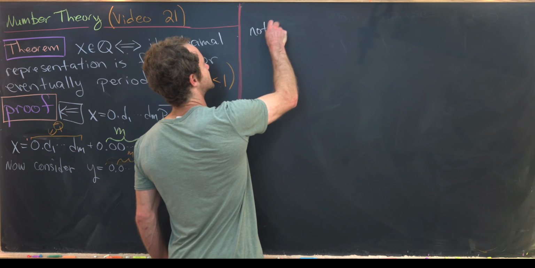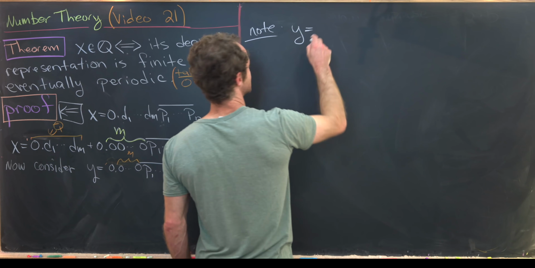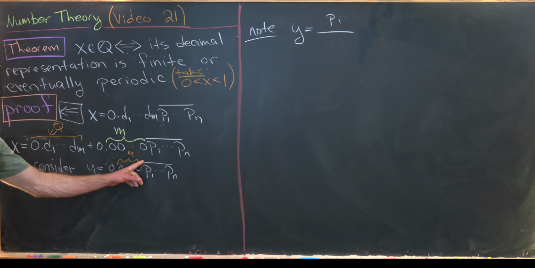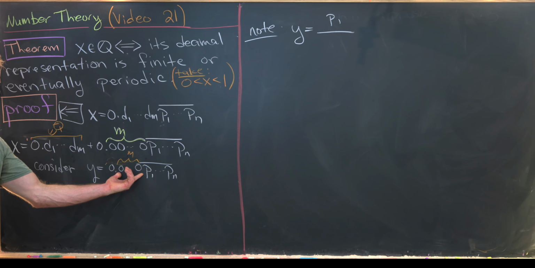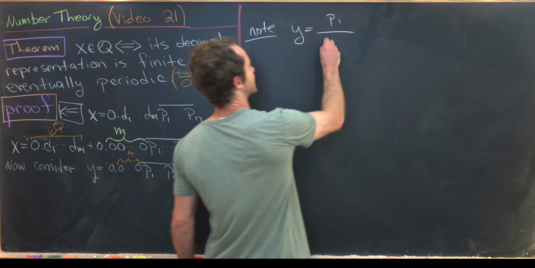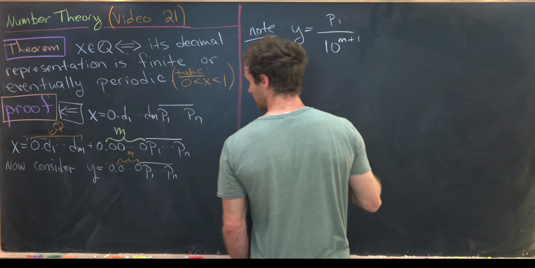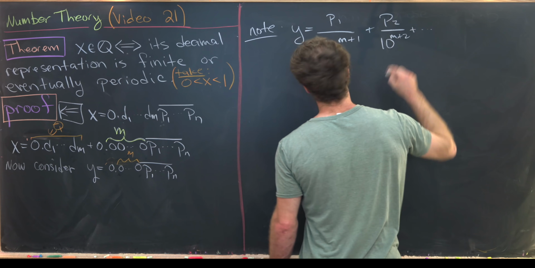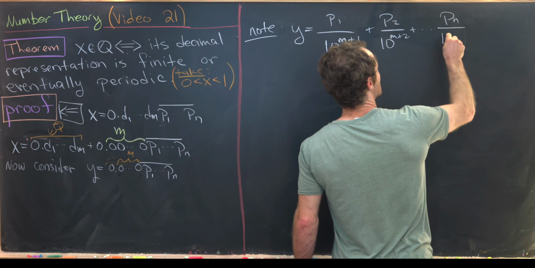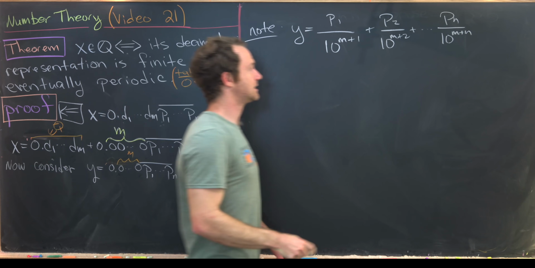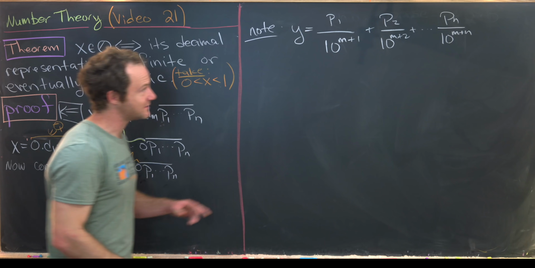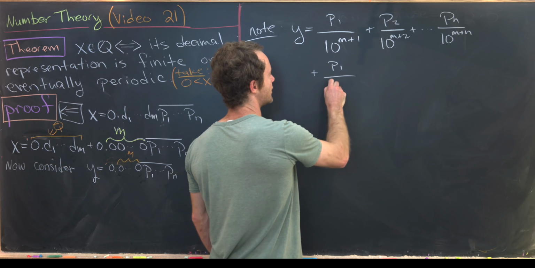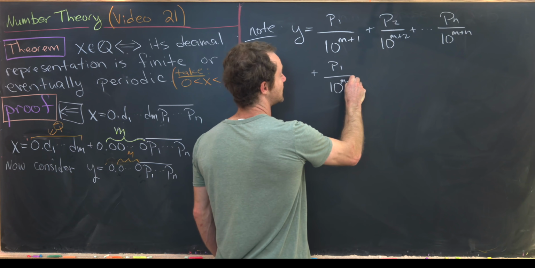So maybe let's note that we have y is equal to p1 over some power of 10. What power of 10? Well, it's going to be the m plus first power of 10, just to encode all of these m zeros. So we've got 10 to the m plus 1. And then next we'll have plus p2 over 10 to the m plus 2, all the way up to pn over 10 to the m plus n, like that. But this repeats, so that means the next term will be another p1. So I'll put that right under here. We'll have this as p1 over 10 to the m plus n plus 1.